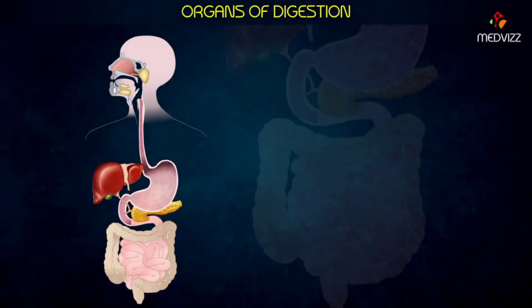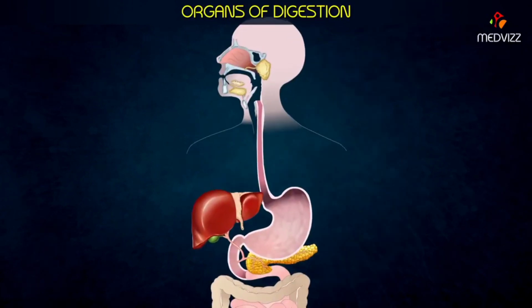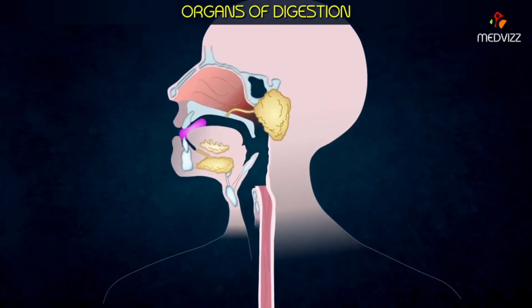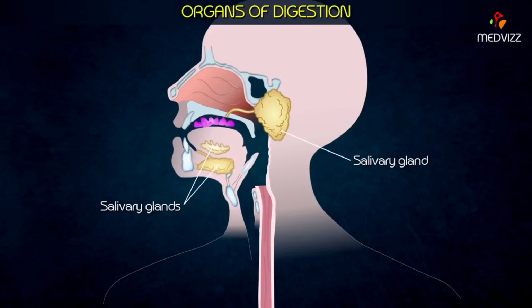The primary function of the digestive system is the breakdown of food, called digestion, and the absorption of nutrients. Digestion begins in the mouth, where the teeth break food into smaller particles during mastication. Salivary glands located near the oral cavity secrete saliva, which begins chemical digestion and keeps the food moist.